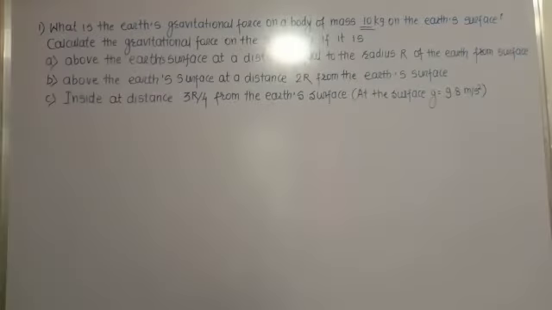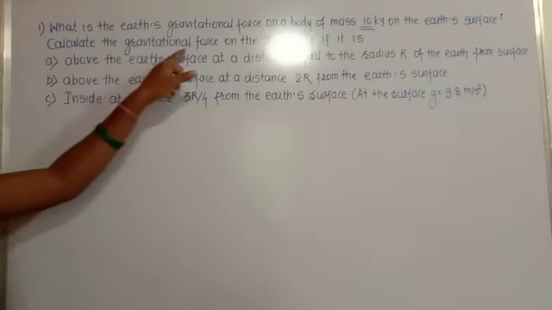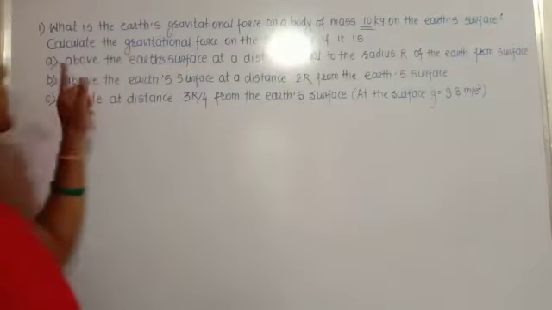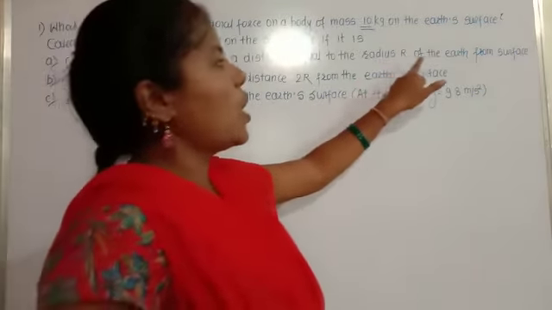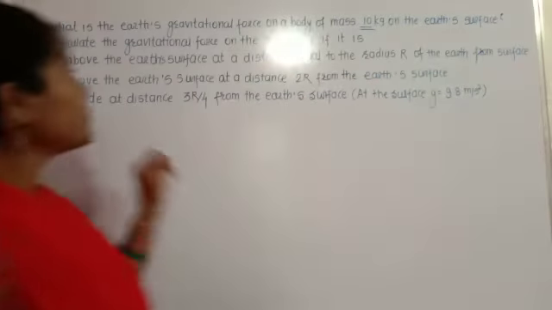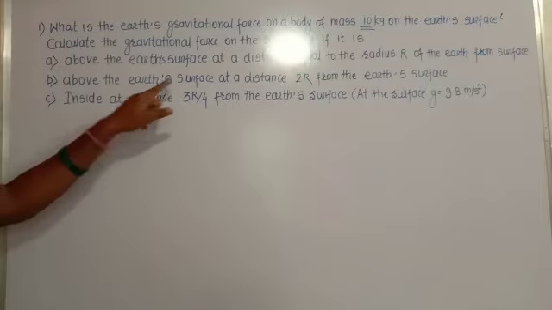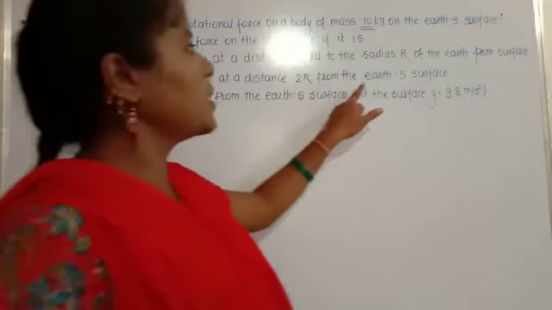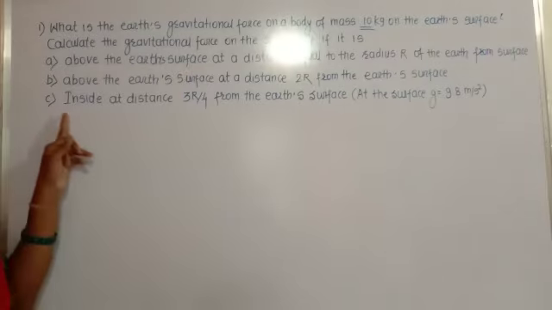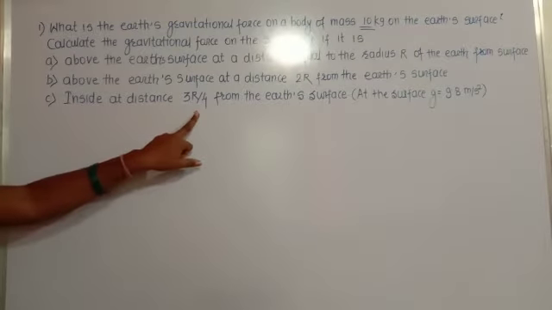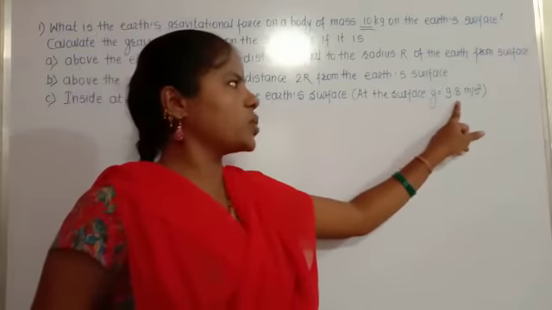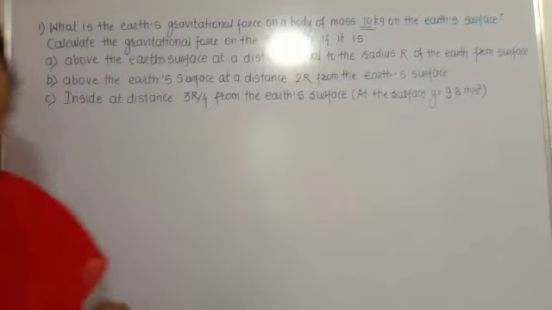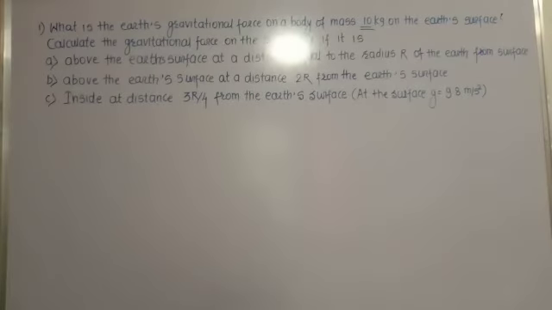So this is the one numerical, and depending on it there are 3 types of cases. First case, calculate the gravitational force on the same body if it is above the earth surface at a distance equal to the radius R of the earth from the surface. Second, above the earth surface at a distance twice R from the earth surface. And third case, inside at a distance 3R/4 from the earth surface, where at the surface capital G is equal to 9.8 meter per second square. So this is the one type of numerical, and we have to solve it in 4 parts.